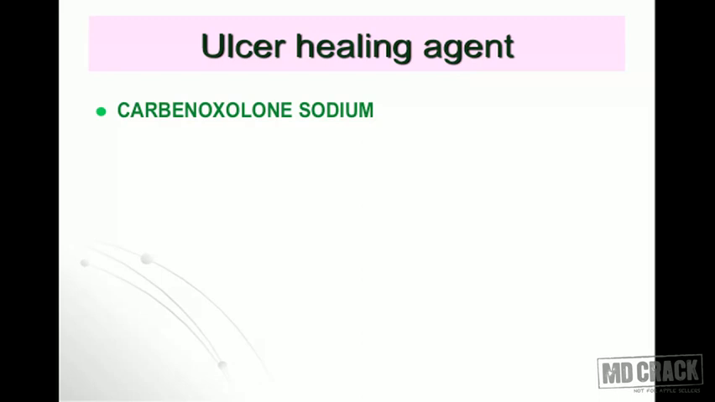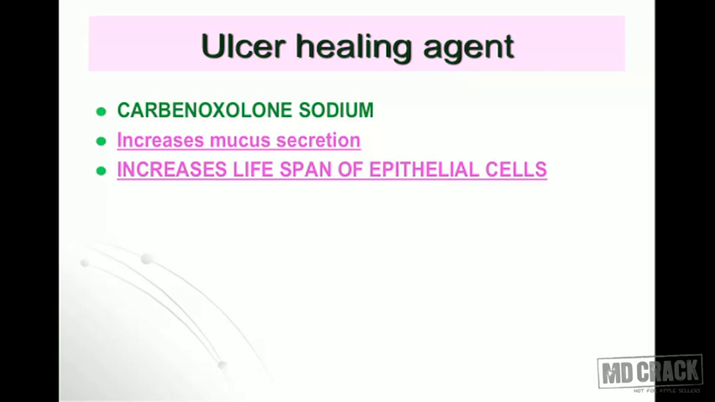It's been given a special place, and it's called not just ulcer protective, it's called ulcer healing agent. What does it do? Number one, it increases the mucus secretion and it increases the lifespan of the epithelial cells. That's great. That's a novel mechanism. We don't know the exact way of doing it, but it's been found to increase the lifespan of the epithelial cells. And when the lifespan of epithelial cells is more, this is going to promote healing. So we call carbenoxolone sodium as an ulcer healing agent.